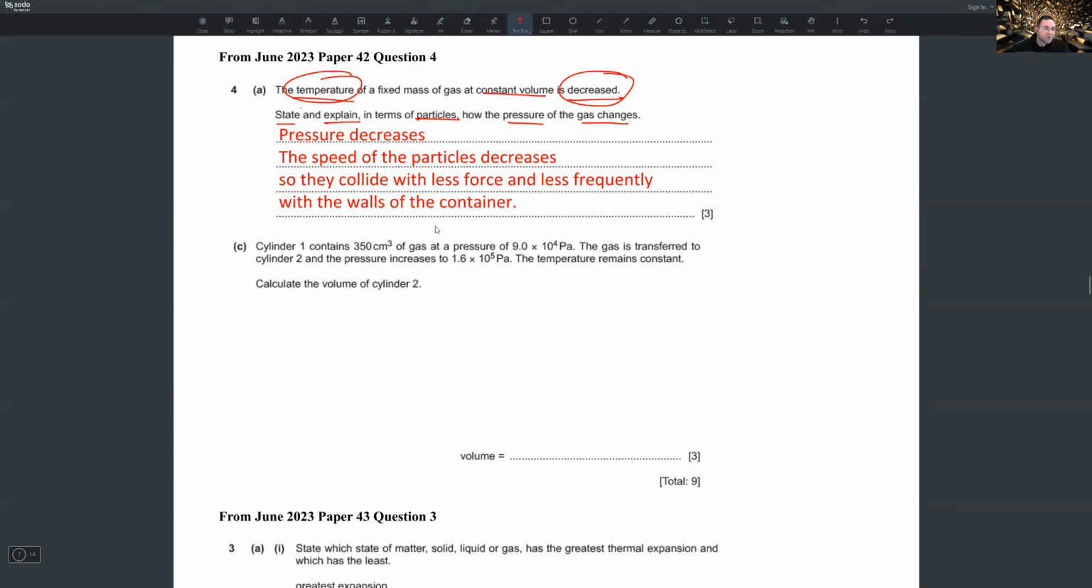Now, part C. Cylinder 1 contains 350 centimeter cubed of gas.